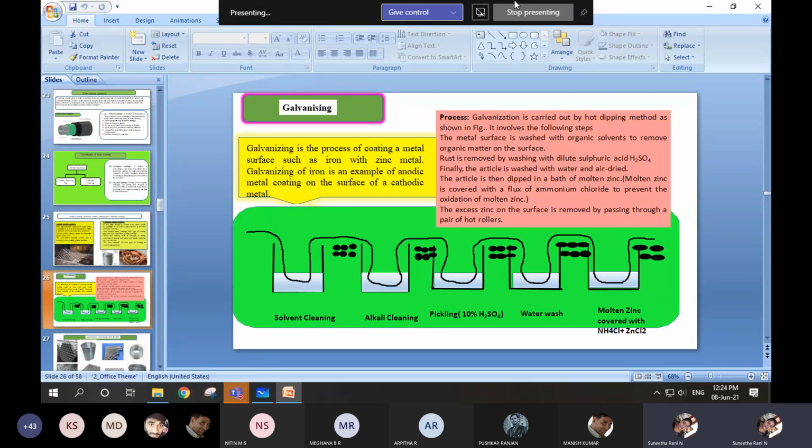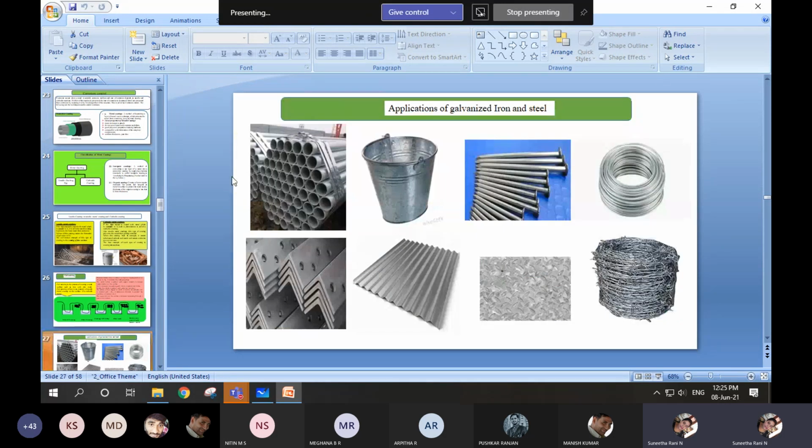After galvanizing, you can give an example. What are the different examples we can give for galvanization? See, these are all galvanized iron with different utensils. This bucket, these nails, this wire, this fencing wire, these sheets, whatever you take as an example, all are made of galvanized steel, iron or steel. Means they are all coated with zinc with this process.